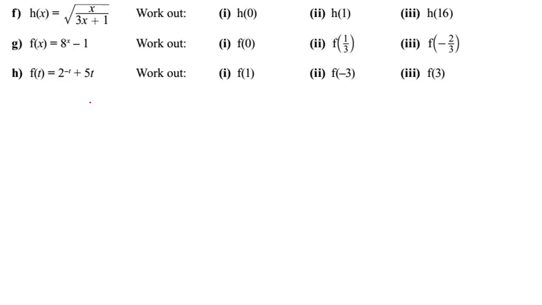So let's have a go at question G. Question G says f of x equals 8 to the power of x minus 1. Now we want to know what f of x is if, say for example, x is negative 2 thirds. All we need to do is to sub that in. So I'm going to say f of negative 2 thirds equals 8 to the power of negative 2 thirds minus 1. Okay.